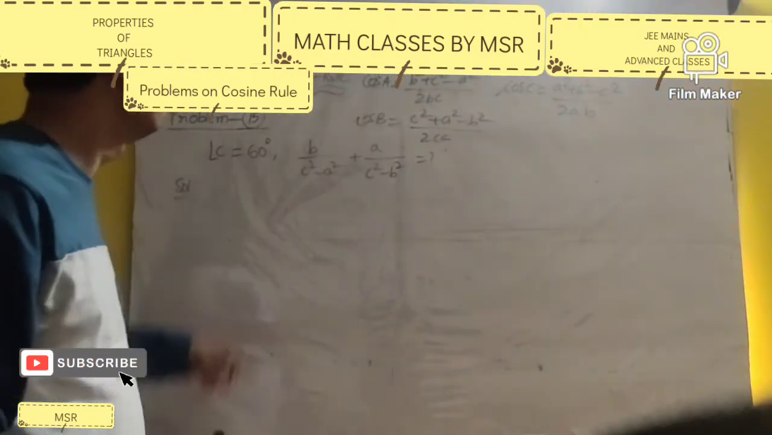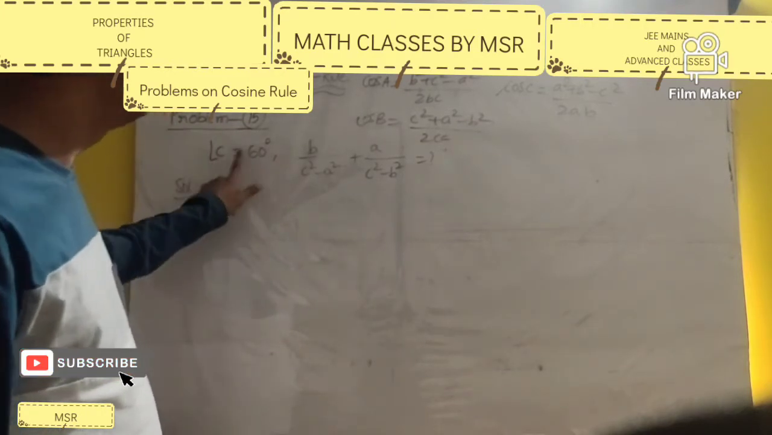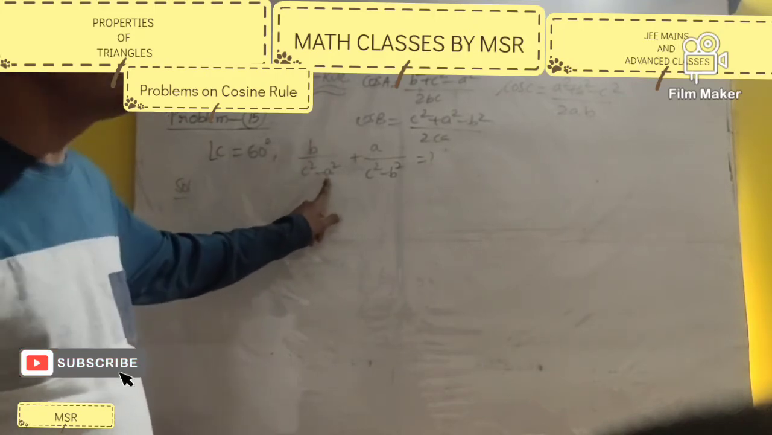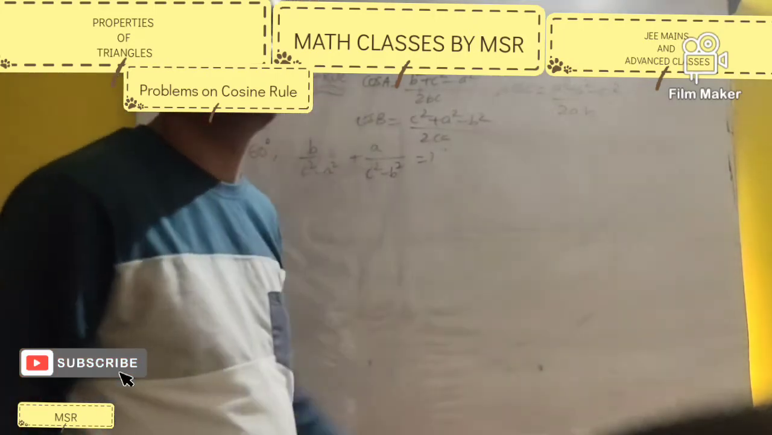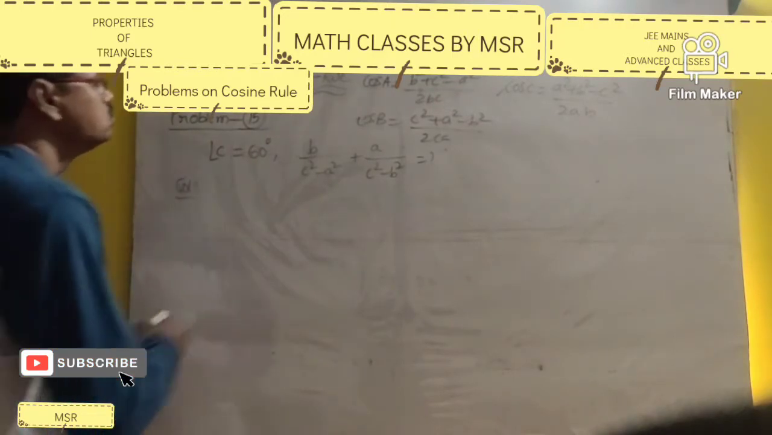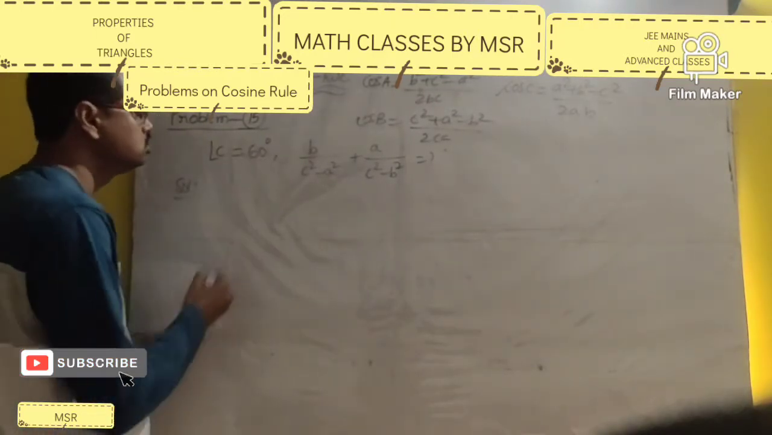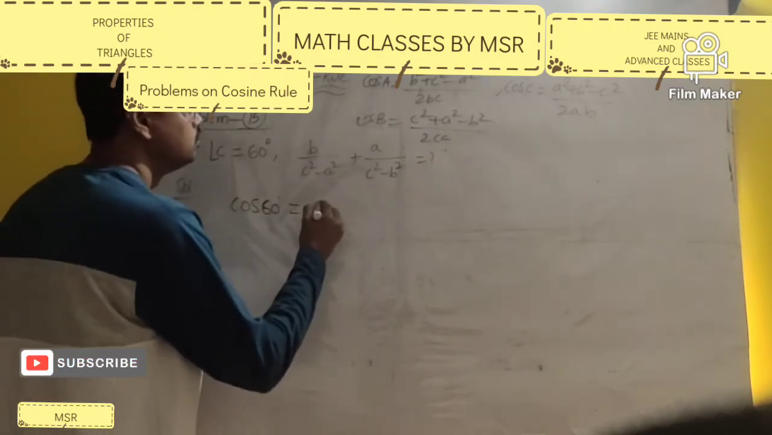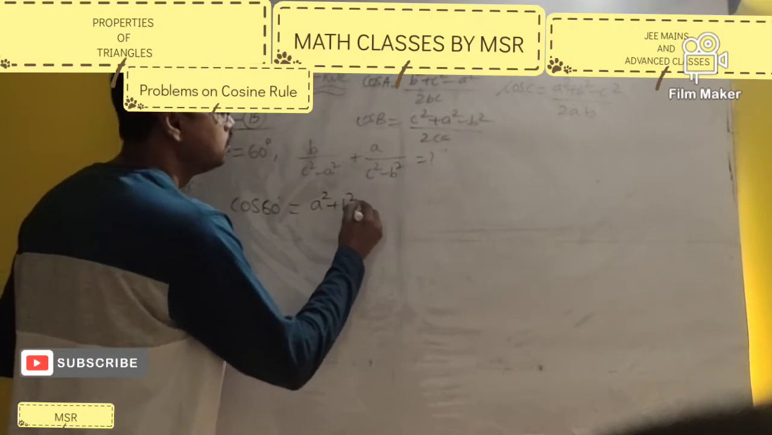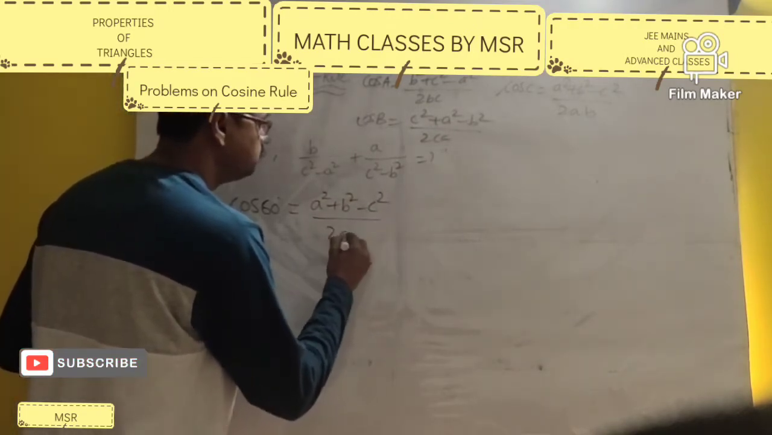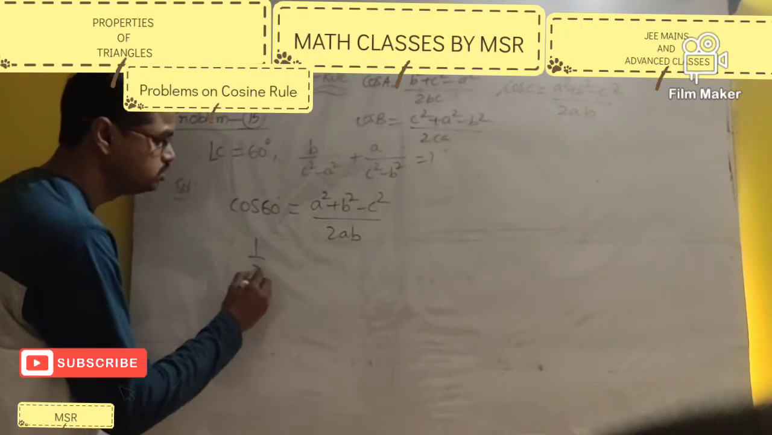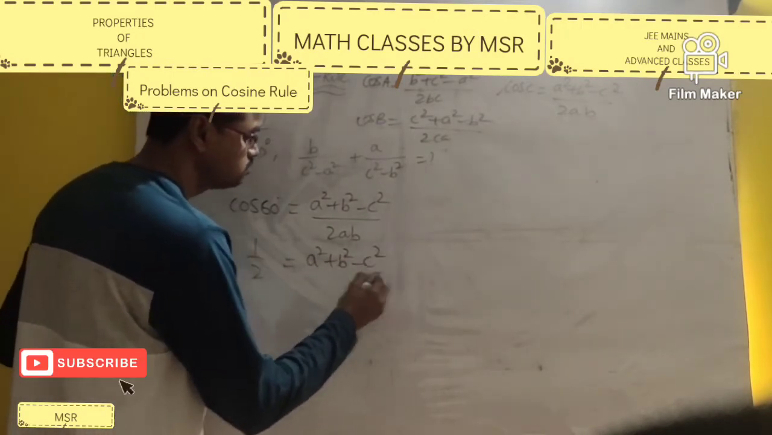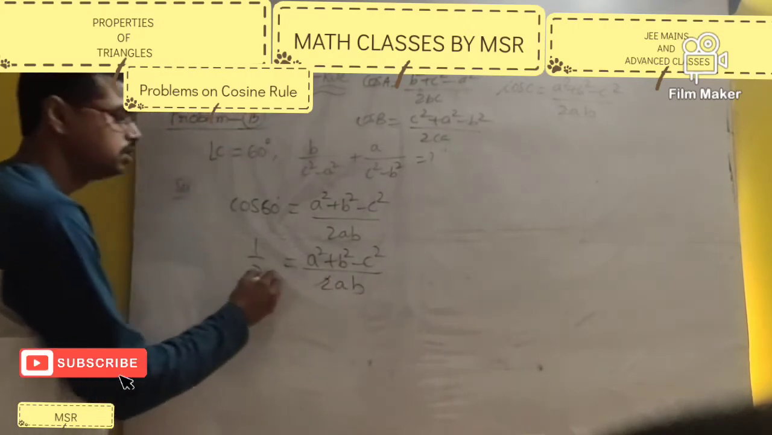Now listen to the next problem. Problem number 15. Angle C is equal to 60 degrees, they have given. We have to find the value of B by C square minus A square plus A by C square minus B square. Now observe, like the previous problem, angle C is equal to 60 degrees given, right? So use cos C, that is cos 60 degrees is equal to A square plus B square minus C square by 2AB. Cos 60 value is 1 by 2 equals A square plus B square minus C square by 2AB. 2 and 2 cancel.